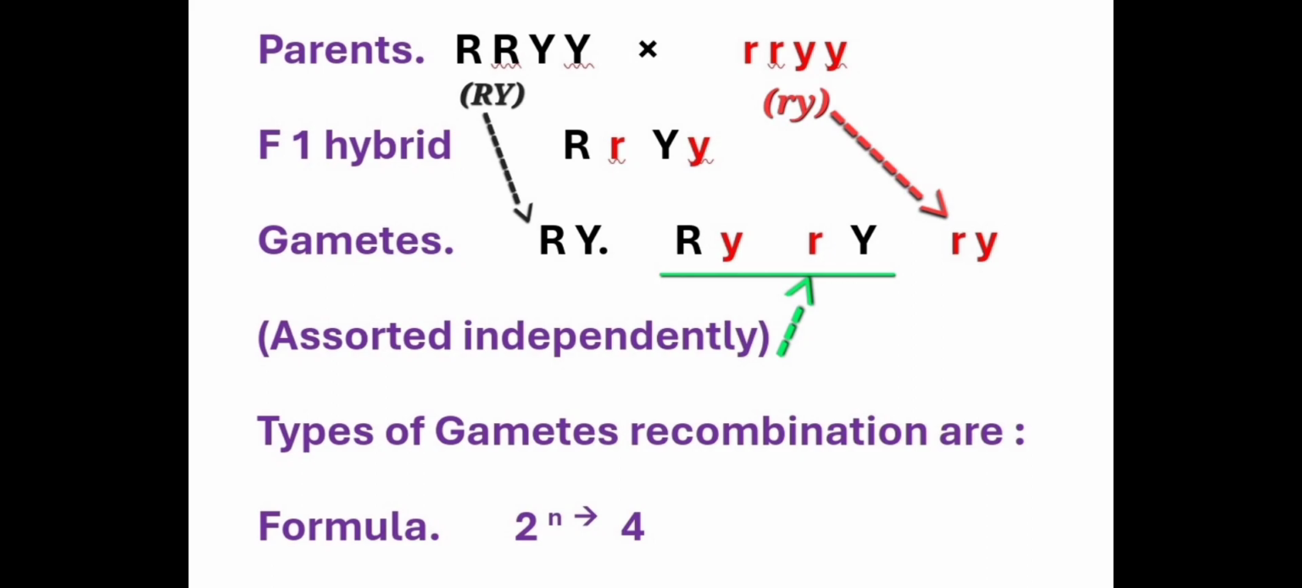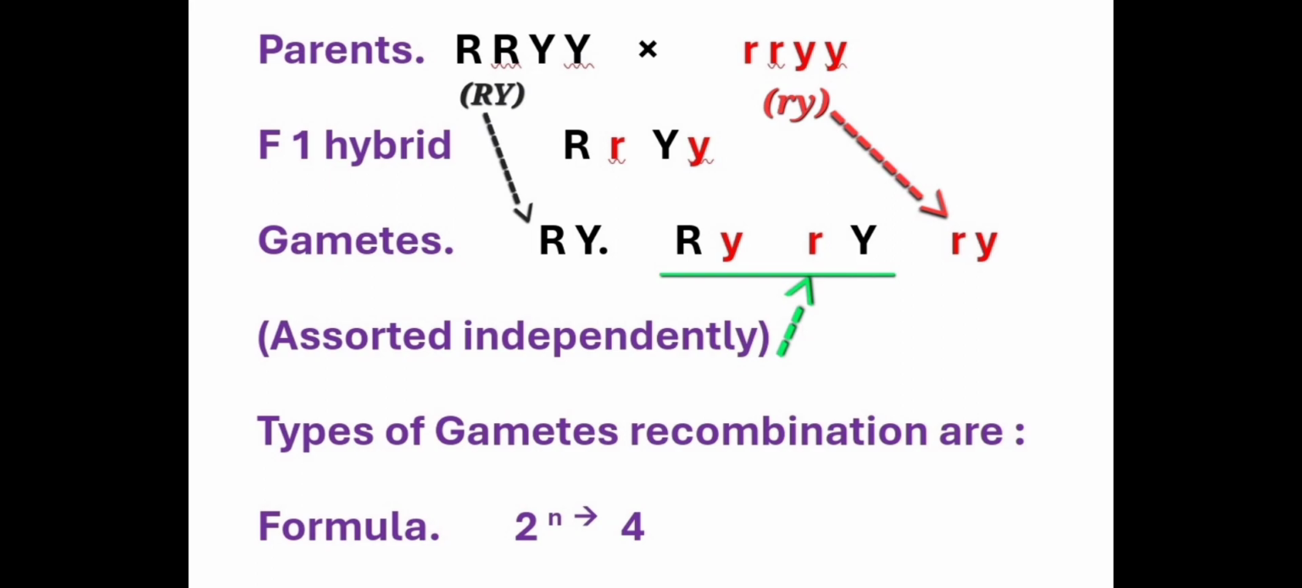When the F1 hybrid matures, what will be the gametes produced by it? Will it just be like the parental gametes, or will they show some more recombinations? The number of gametes produced by a hybrid is given by the formula 2 to the power of n, where n is the number of characters. Since it's a dihybrid, it will be 2 to the power of 2, so the total number of gametes produced will be 4.